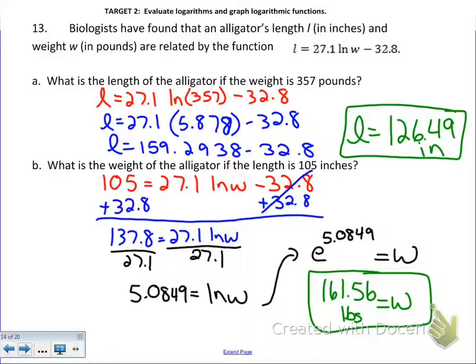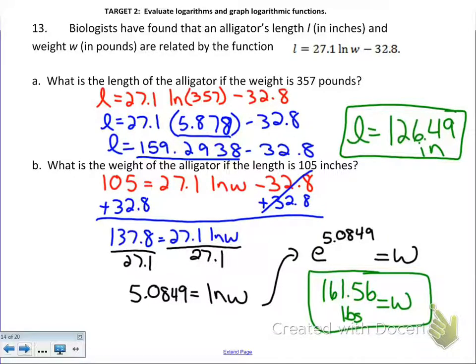Okay, so the answers are here boxed in green, so if you have those, you can continue on to the next slide. If not, here's how we got them. So for part A, I plugged in the 357 pounds for the W. Then we did the natural log of 357 here in blue, and we got 5.878. Then you're going to take that and multiply by the 27.1. We get 159.2938. And then we subtract off the 32.8 at the end to get 126.49 inches.